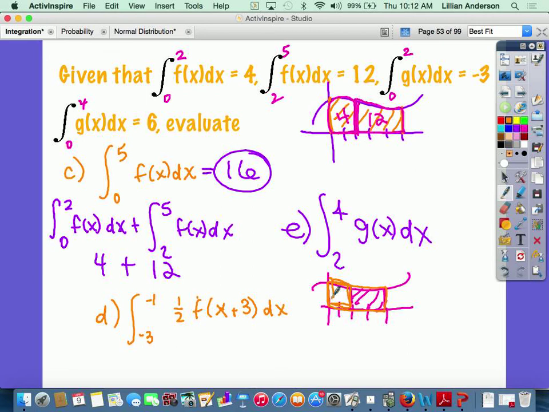Yes? Do you have an area to 4? I thought we only had 5. For f of x, we have it to 5, but for g, we got it to 4. Yeah, see, that's how they can throw you off too. And give you two different functions, you gotta make sure you use the right one.